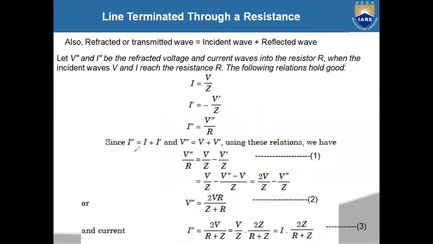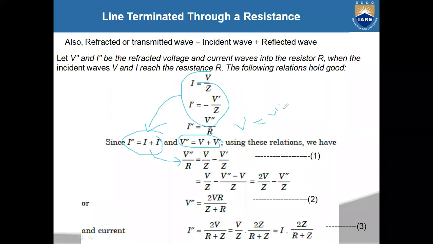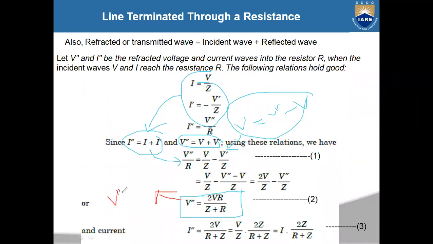Okay, right now. In this equation, we are going to substitute these equations here, so that you will get this equation, and from it you can write V dash is equal to V double dash minus V. This we substitute here, so that you will get this. Finally V double dash is equal to 2R by Z plus R, multiplied with V.